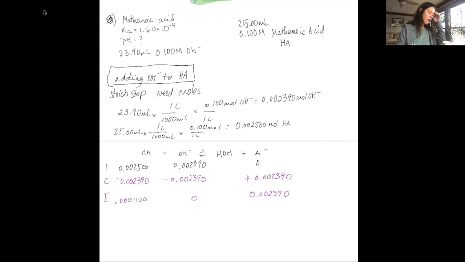Okay, now check this out, guys. Let's divide this by the total volume. 23.90 plus 25.00 is 48.9 milliliters, which is 0.0489 liters, which is our total volume.